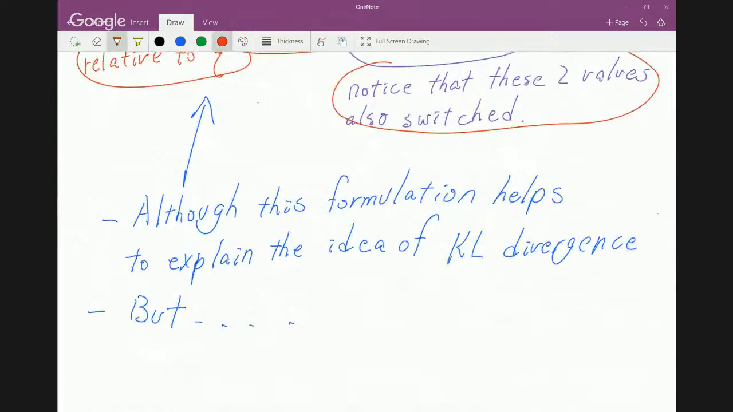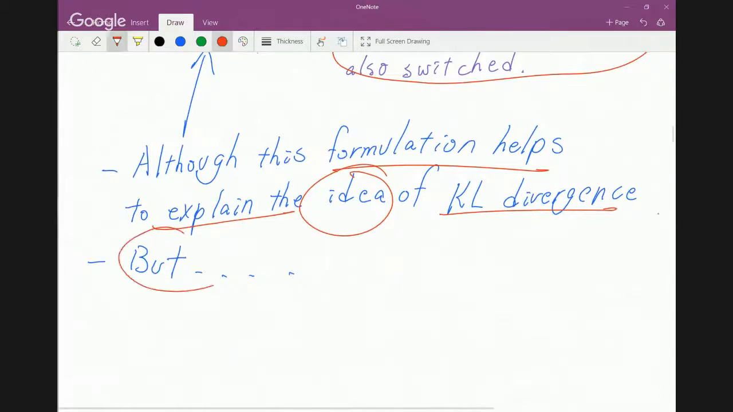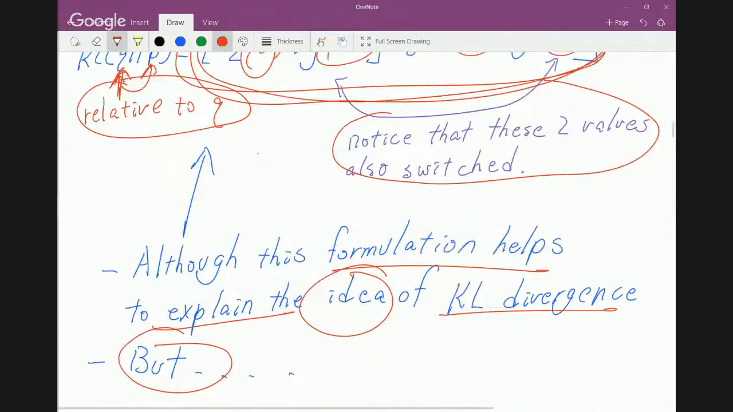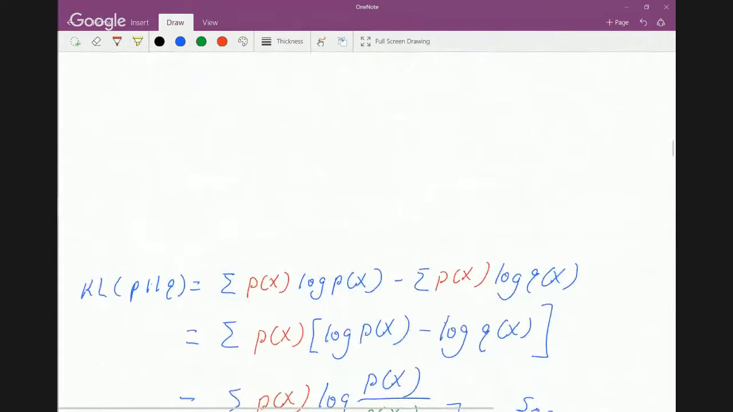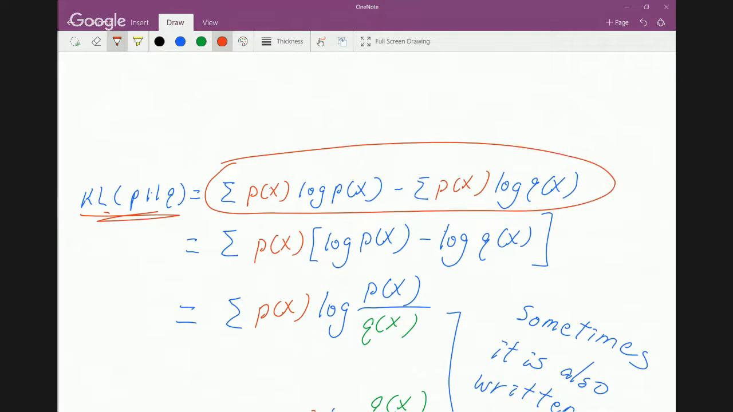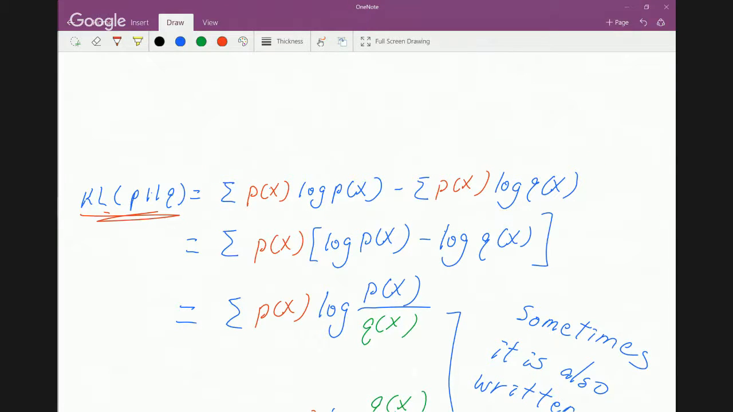So this formula helps explain the idea of KL divergence, but now I'm going to simplify this equation so that it's basically what you see normally. Over here is the equation that we derived right above the KL divergence. Notice that you can put the summation together and pull this term out. So I pulled them out, and then these two terms organize here, right?